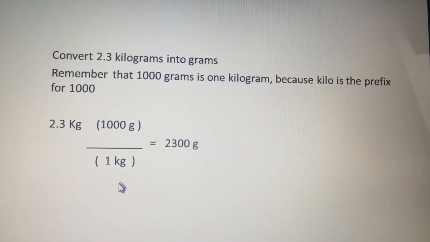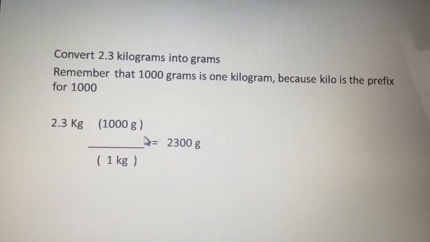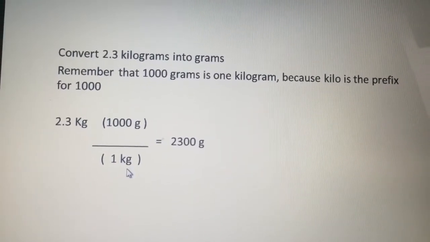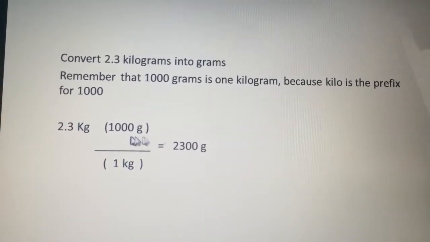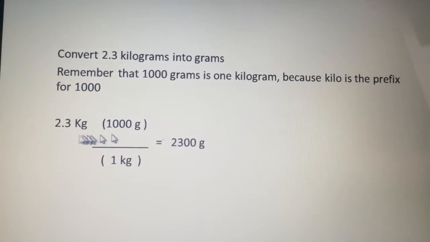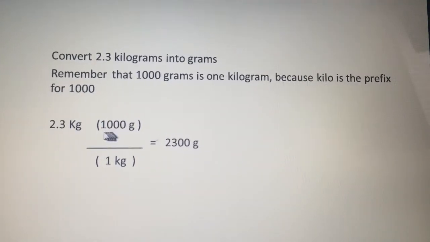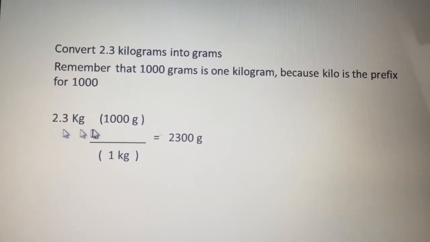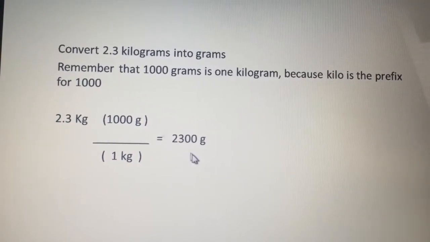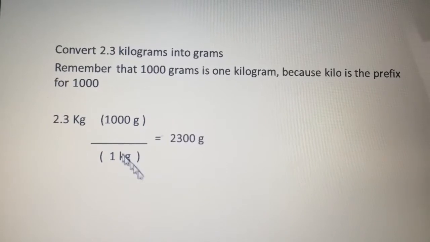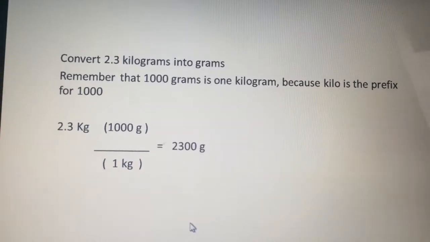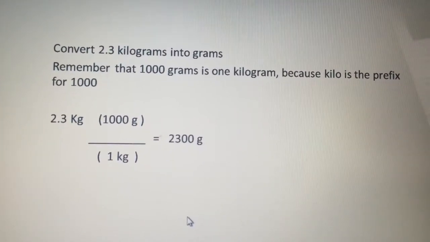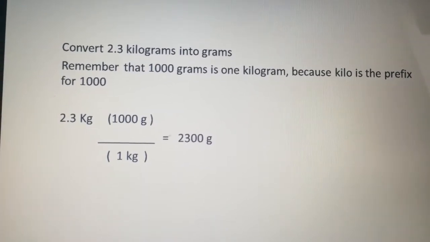And because kilograms is greater than grams, you put 1 kilogram is equal to 1,000 grams, and that's there. And then the one that's on top, you just multiply it by 2.3, and your answer will have grams because these two are canceled out. So it's 2.3 times 1,000, which is 2,300 grams.